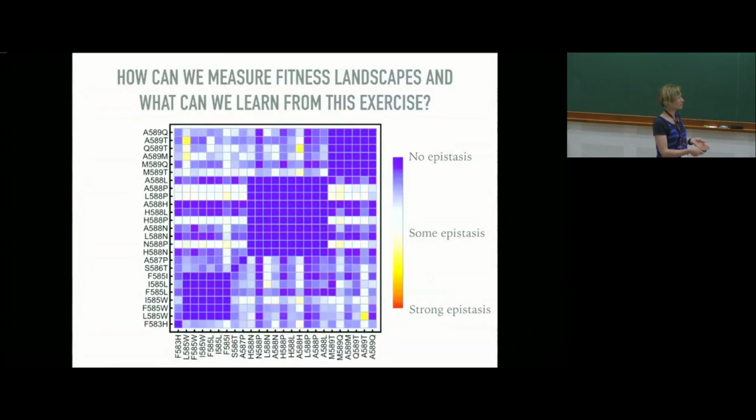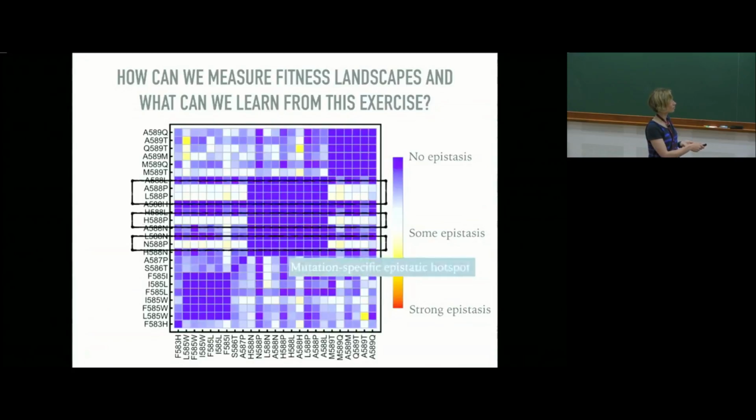And what you can also see is that it's asymmetric, because whether one mutation happens on the background of the other, or the other one on the background of the first, can actually give you different correlations. And so that means that you can measure it both ways. And now if you stare at it long enough, then you will see that there is actually some kind of pattern in the landscape. Even though on average there's not too much epistasis, there are clearly some mutations that stick out here. And these are all the ones where something mutates to a proline at position 588.